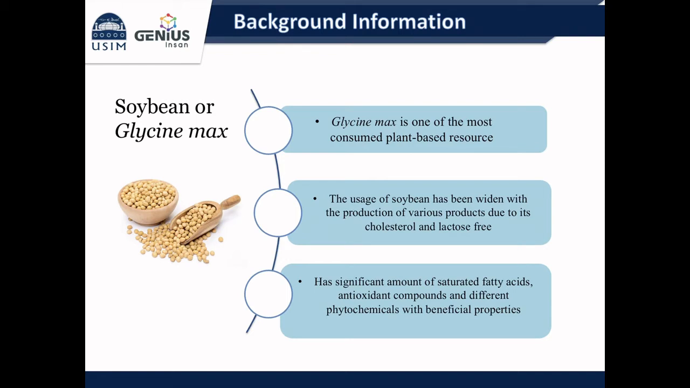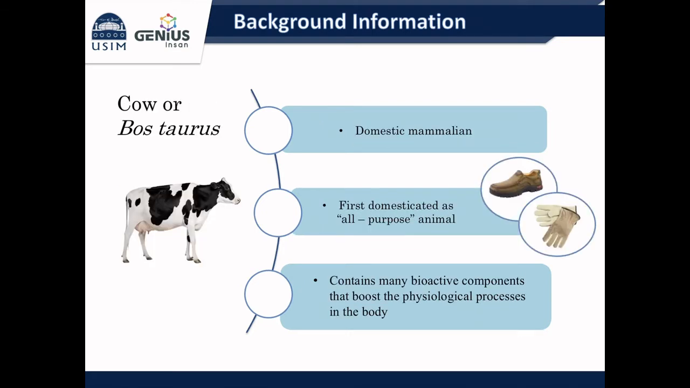Moreover, soybean has a significant amount of unsaturated fatty acids, antioxidant compounds, and different phytochemicals with beneficial properties. Cows, or by their specific name Bos taurus, are domestic mammals known as the main source of milk and dairy products. Cows were first domesticated as all-purpose animals as they can be used as draft animals and also for the production of milk and meat products.